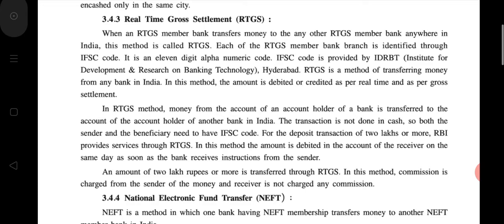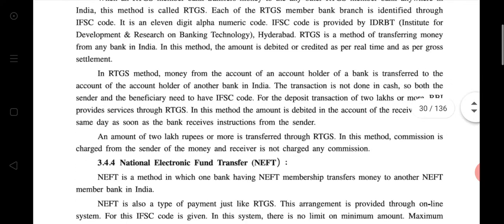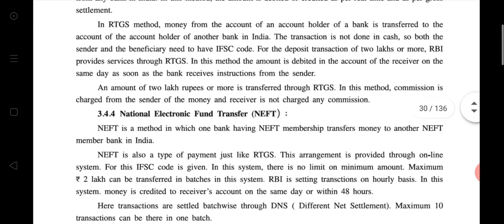In this method, the amount is debited or credited in real time, as per real gross settlement. In the RTGS method, money from the account of an account holder of one bank is transferred to the account holder of another bank.